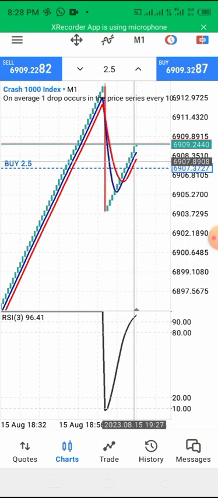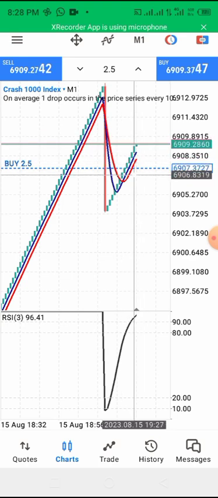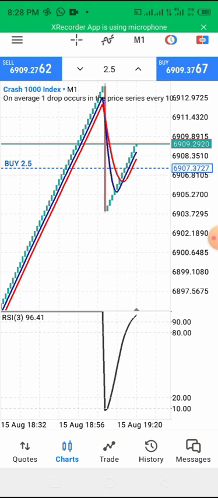As you can see, 1, 2, 3, 4. Okay, we're waiting. This is the last candle that we are expecting. After the last candle, we will close the trade and wait for the condition to be in place so we can open another trade. So guys, as you can see, this strategy is working perfectly fine.